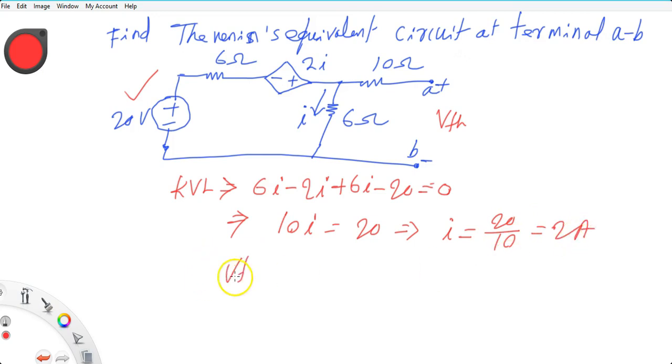So your VTH you can find this way. This is your VTH, because there is no current here, it is 0. So your VTH will be 6 into 2, that is 12 volt. Now come to the RTH.